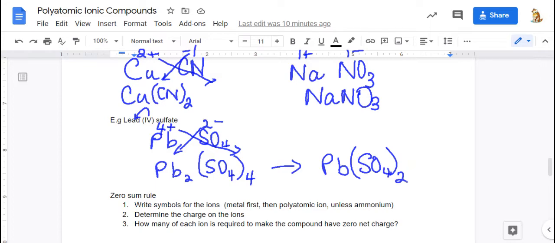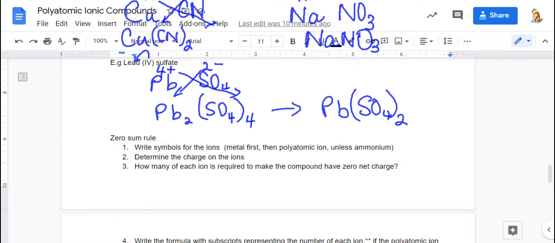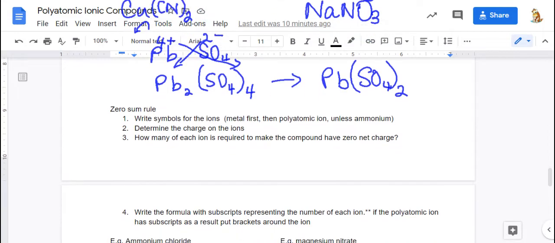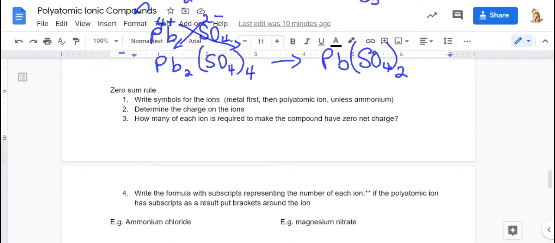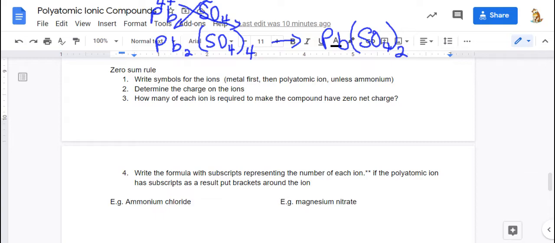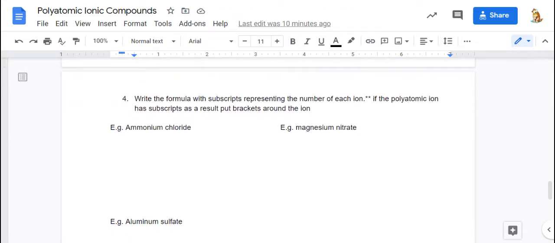For zero sum, you're going to write the symbols for the ions, just like you did before. The metal comes first, then the polyatomic ion, unless the polyatomic ion is ammonium. Determine the charges. How many of each is required to make the compound have a 0 net charge. Write the formulas with subscripts representing the number of each ion. Don't forget to put brackets on. So I've given you a few different examples for this one.